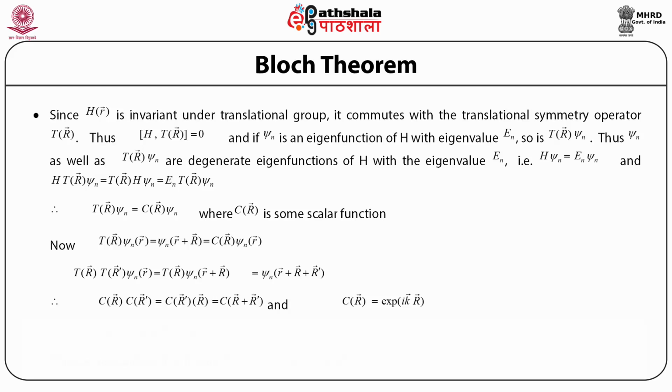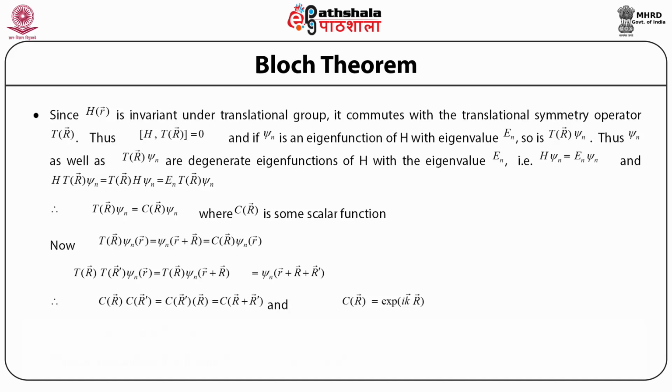That is, the product of these two scalar functions at the positions R and R' is equal to this scalar function evaluated at the point R plus R', which means clearly that the scalar function C(R) must be of the exponential type, such that if you take the product of it, the exponents get summed. So C(R) then can be written as exponential i k dot R.